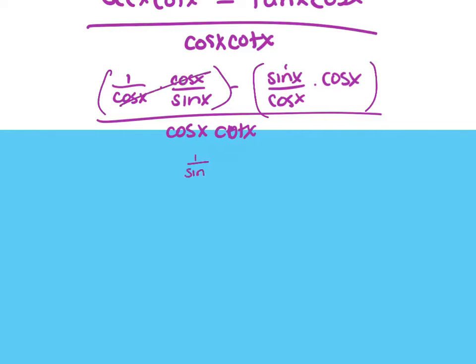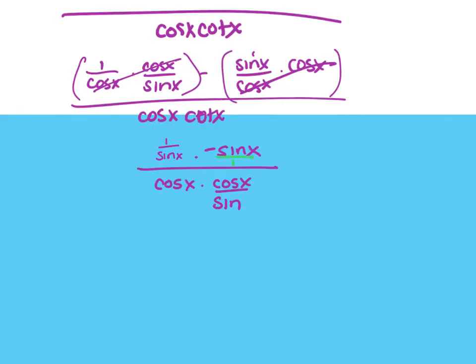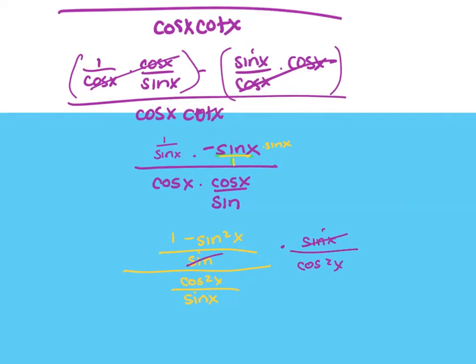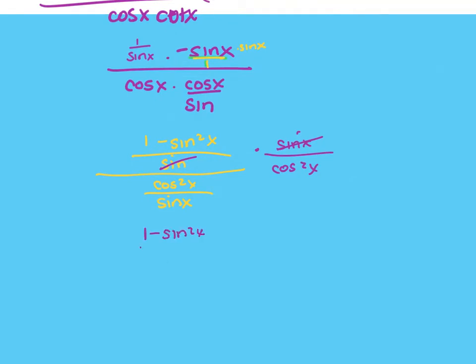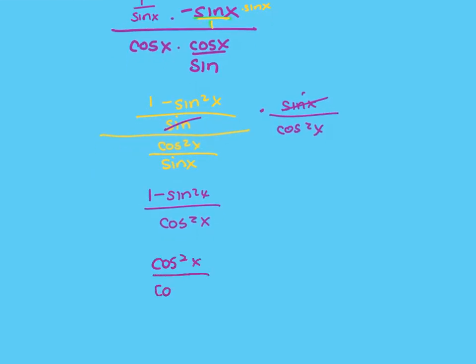Cancels. I'd get 1 over sine of x minus, these cancel, sine of x over, I could rewrite this as cosine of x times cosine over sine. So for the top, I'd have to get them to have the same denominator. This would be 1 minus, I'd have to multiply by sine squared x over sine, all over cosine squared x over sine. Keep, change, flip. And I get 1 minus sine squared of x over cosine squared of x. What's 1 minus sine squared of x? Cosine squared. Just 1.